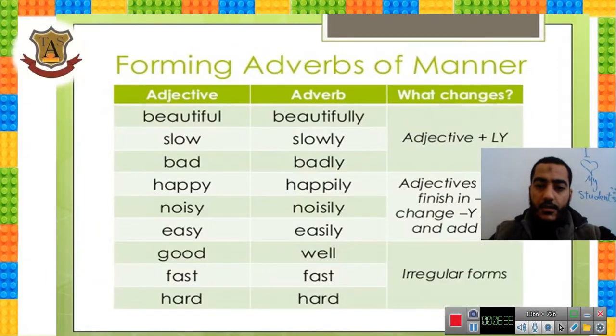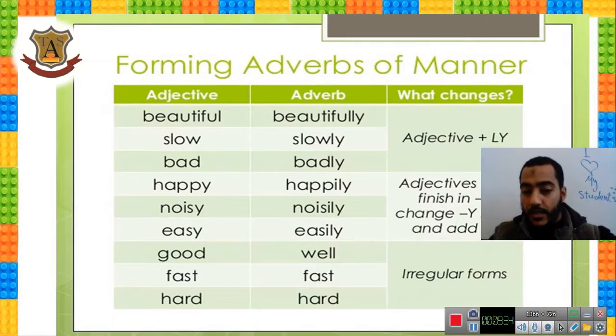Very good, these are some more examples, and please focus here. We have beautiful and slow and bad. These are normal adjectives, not irregular, they are regular. We just add ly. Beautiful becomes beautifully. Slow, slowly. Bad, badly. Just L-Y. So they are regular. Happy, noisy, easy. We have a rule here. Happy ends with Y and before Y is a consonant. Noisy, easy, the same. So we change Y to I and add L-Y at the end because it's an adverb.